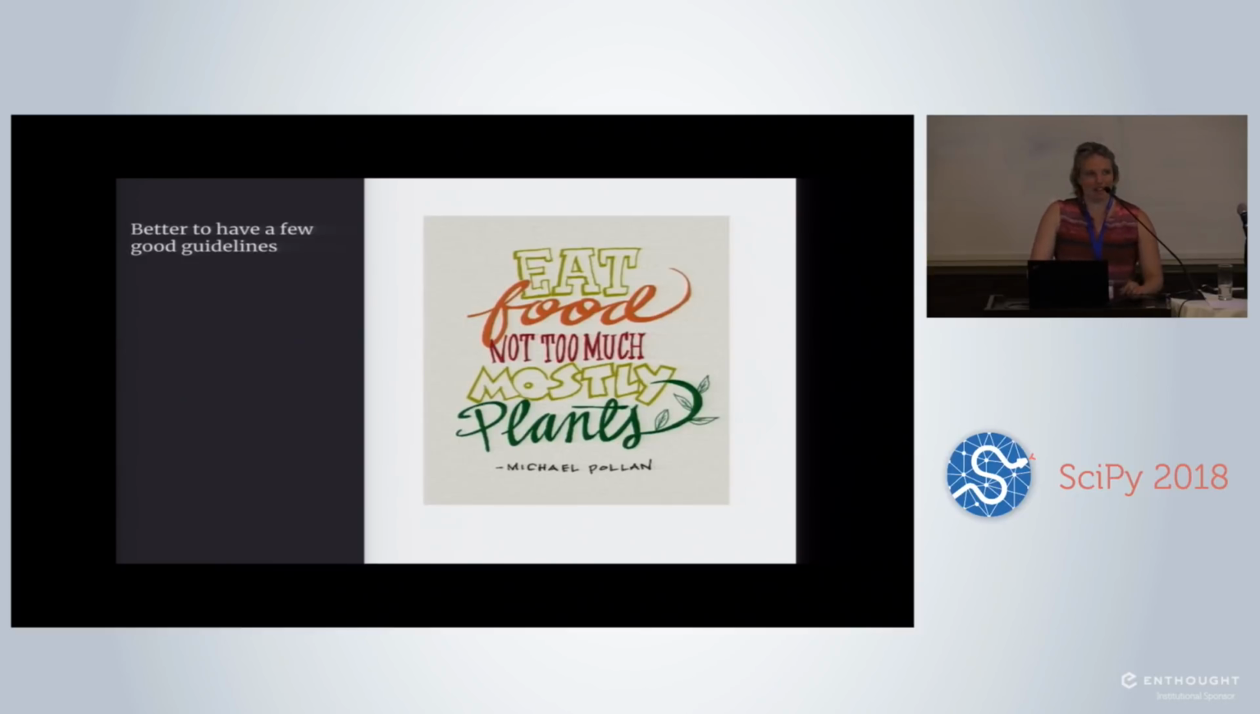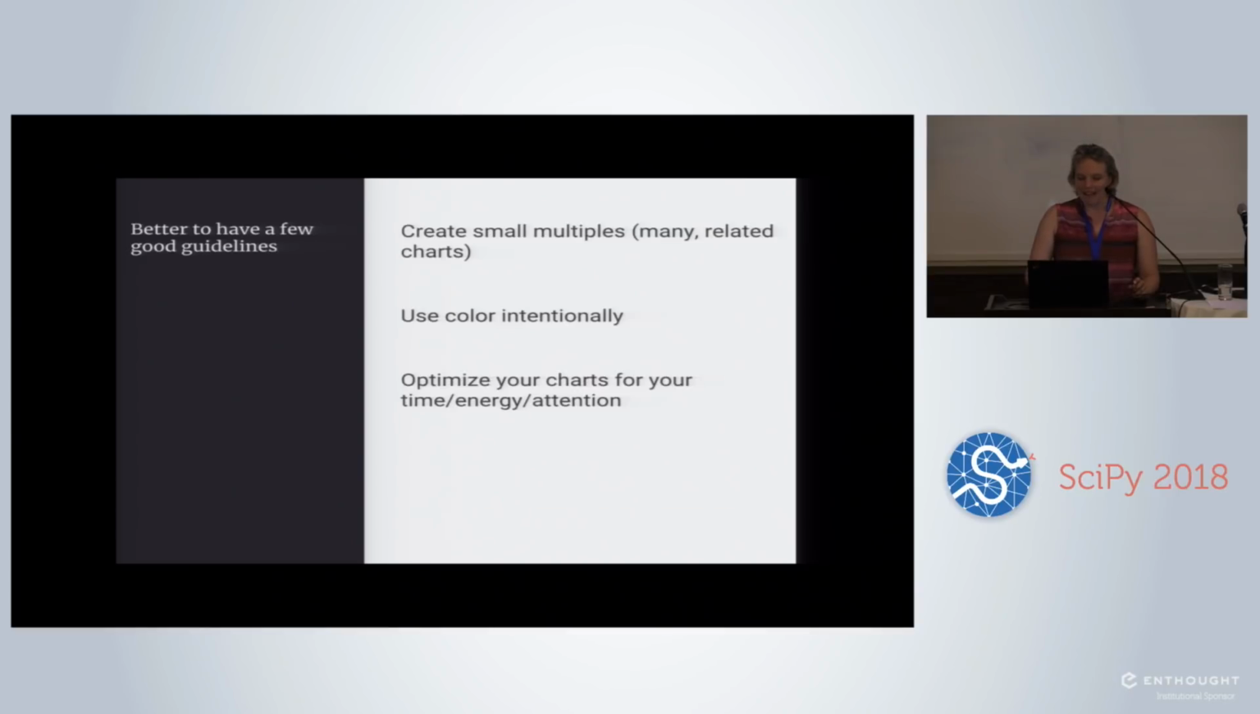So in the case of food, I really enjoy Michael Pollan's "Eat food, not too much, mostly plants." And in the case of Data Vis, I would like to propose: create small multiples, which are many related charts, use color intentionally, and optimize your charts for your time, energy, and attention. Maybe not quite as snappy as Michael Pollan, but I'm working on it.